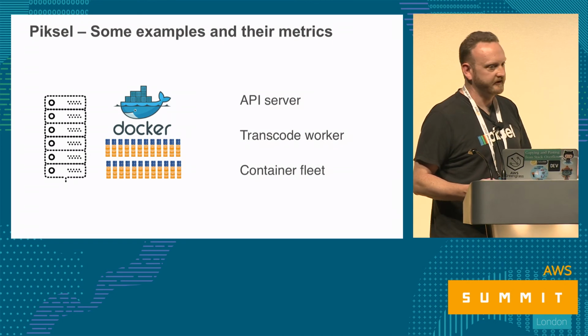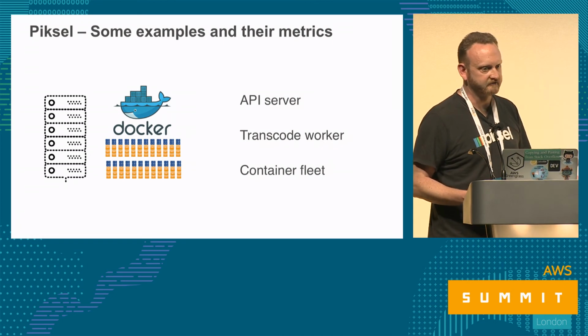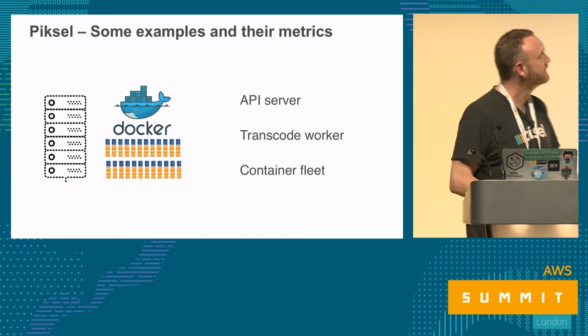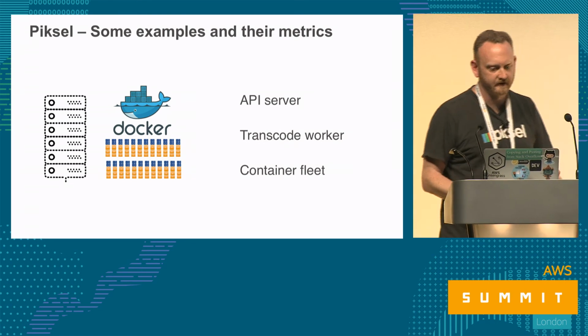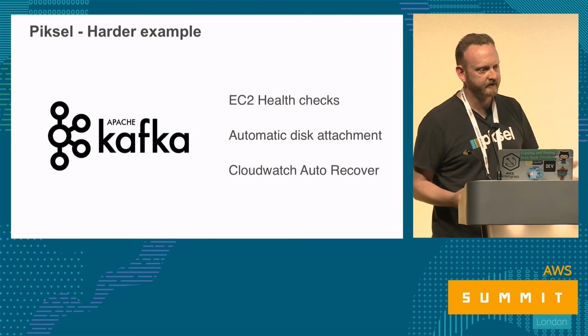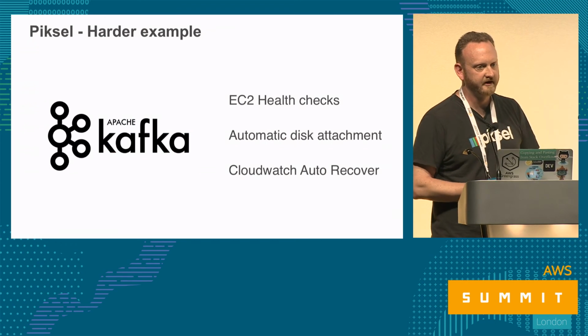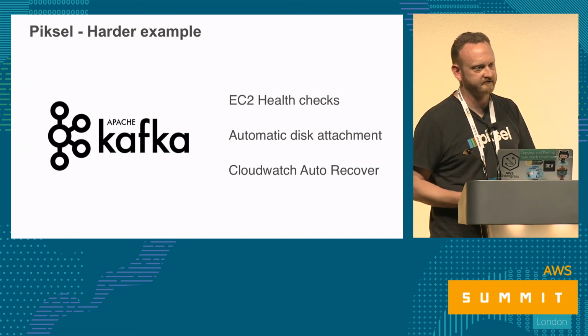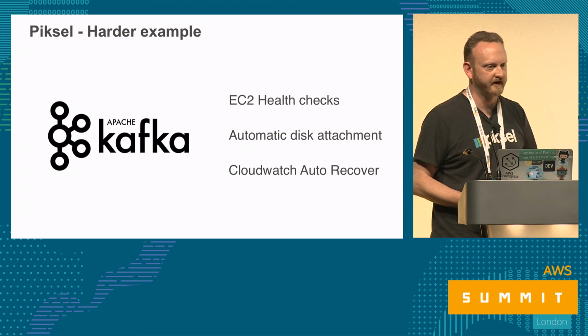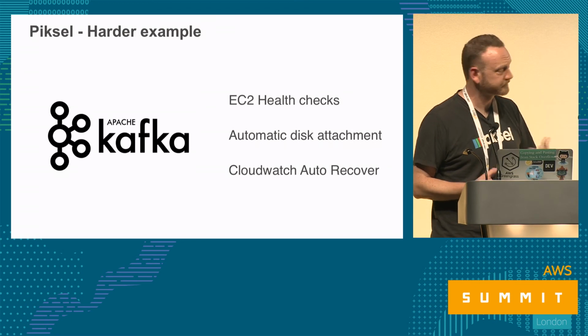But there's this thing about pets and cattle, right? And pets, you stay up and you keep them, you nurse them back to health, and cattle you slaughter when they're poorly. Those are all cattle. The hard part is your data layer. Those are your pets, right? You can't just auto-scale Cassandra or Kafka. They might have terabytes of data on the local instance. So you can't just add one and then take it away 5 minutes later.